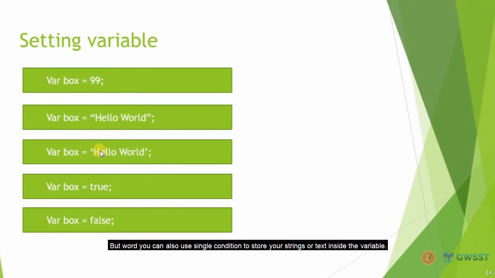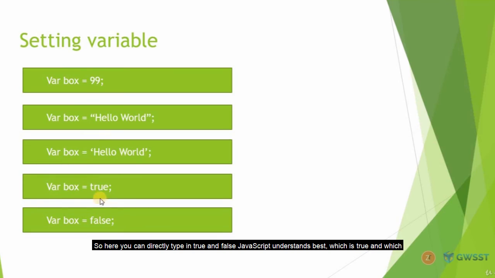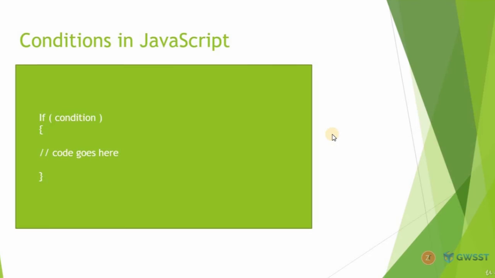You can also use single quotation marks to store your strings or text inside the variable. But when you're using true or false, which we call booleans, you don't have to use any kind of quotations over here. You can directly type in true and false. JavaScript understands best which is true and which is false, or which is a boolean inside JavaScript.